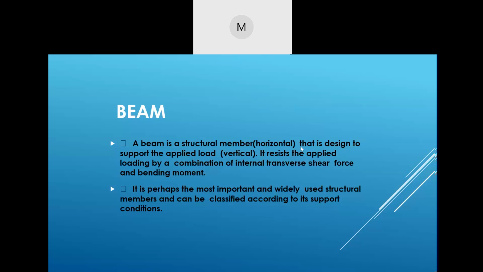A beam is a structural member that is designed to support the applied load, and it resists the applied load by a combination of internal transverse shear force and bending moment. Perhaps it is the most important and widely used structural member. Now all of you know, in the last classes we have discussed the introduction, what is the beam, types of support, types of loads and all, right? So today we will see how to analyze a beam.